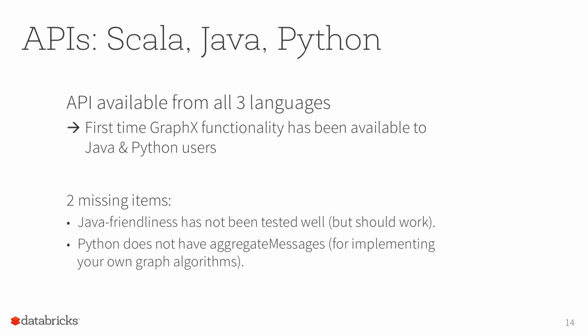Another really nice thing about using data frames is it made it very simple to offer a very uniform API between Scala, Java, and Python. This is exciting to me because it's the first time that Java and Python have really had access to the GraphX functionality. I will say there are two missing items if you're about to rush out there and test it. Java friendliness has not been tested well. It should work, famous last words, but we're still in the process of adding proper testing for it. The other APIs have been tested. Python also does not have aggregate messages, which is a primitive for writing custom algorithms, but that will be added.